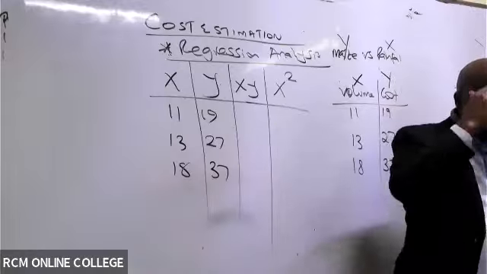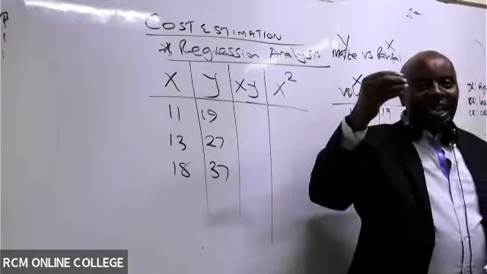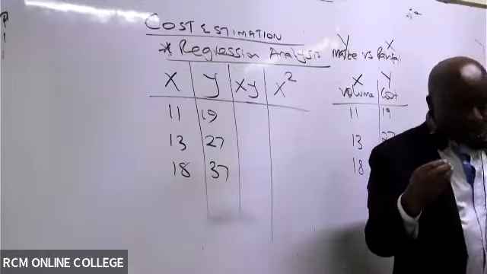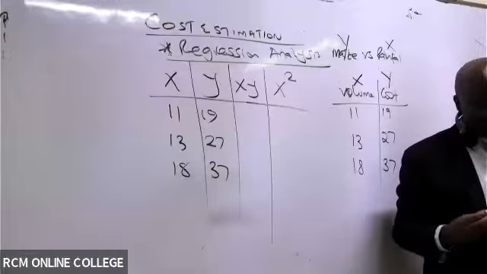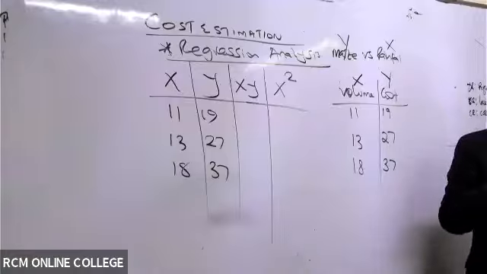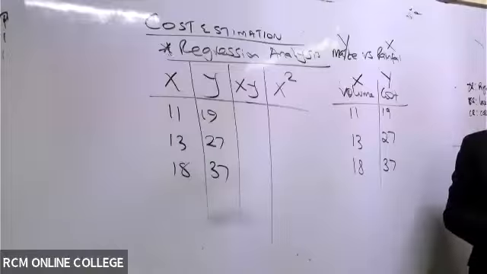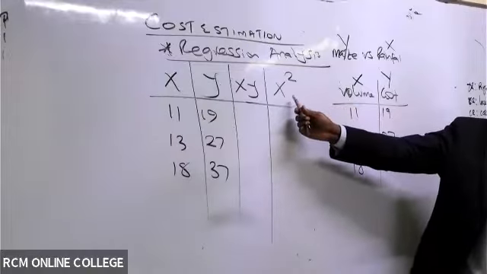There's a student asking how far we are. We have just begun and have just introduced regression analysis, what we call the simple regression equation, where we are supposed to get the value of B and the value of A. So if it's regression, you must introduce XY and X squared.